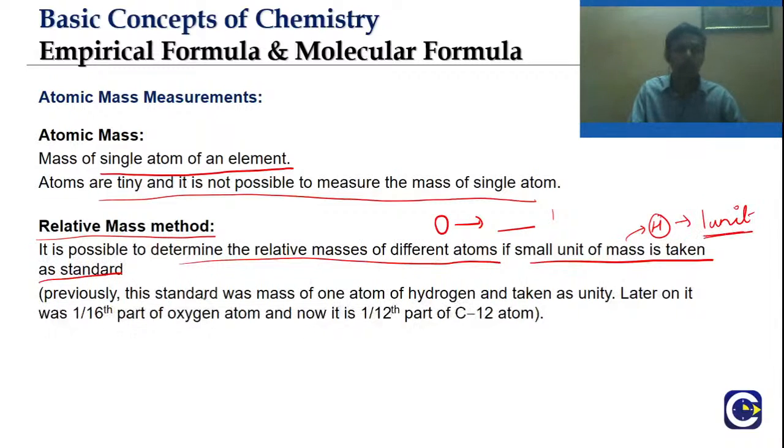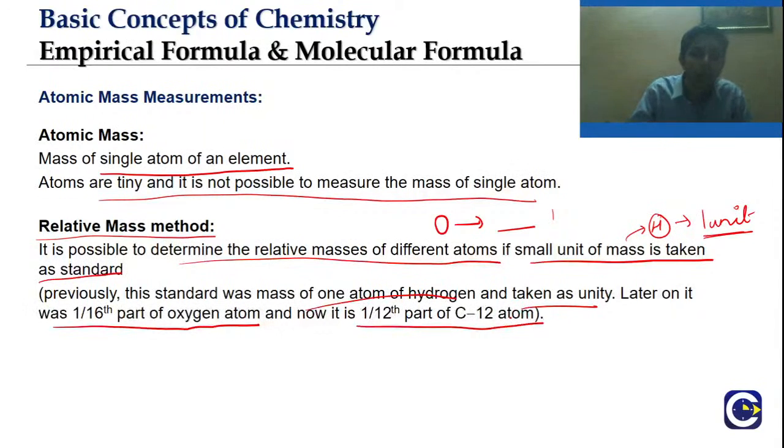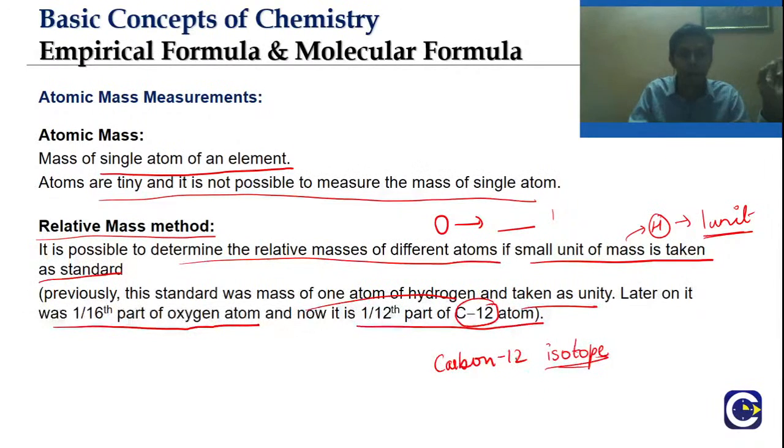Previously this standard was mass of 1 atom of hydrogen taken as unity. Later on it was 1/16 part of oxygen atom. Then they moved to oxygen, and currently we are using C12 atom. 1/12 part of C12 atom. What does the C12 mean? It means carbon 12 isotope. That means this is that isotope of carbon which has atomic mass of 12 units. Okay. What is this unit? I'll explain very shortly.